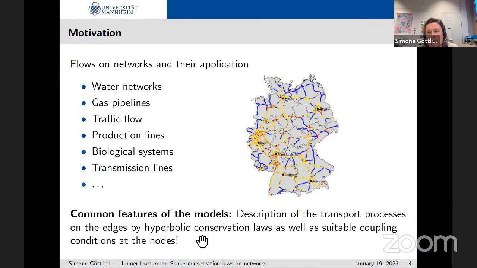And the crucial point, in all these applications, is how to couple these different hyperbolic conservation laws at the nodes of the network. So whenever there are different edges connected, how to describe the correct mathematical framework. This is the crucial point in all these applications I mentioned here.